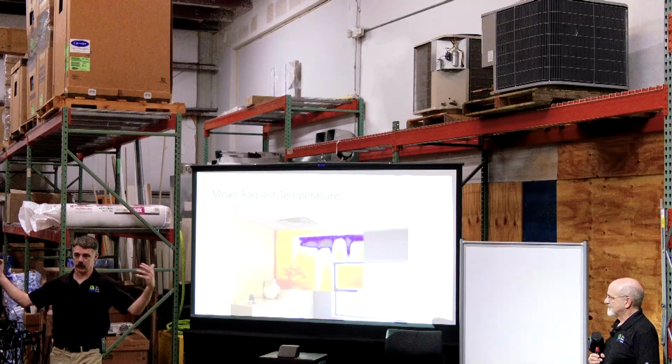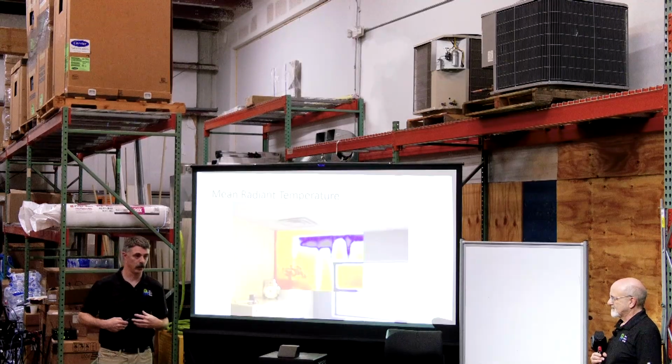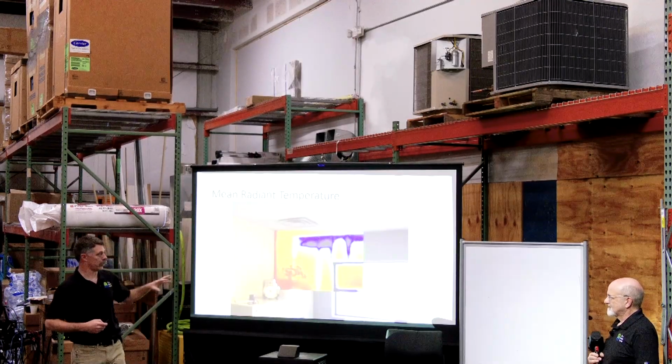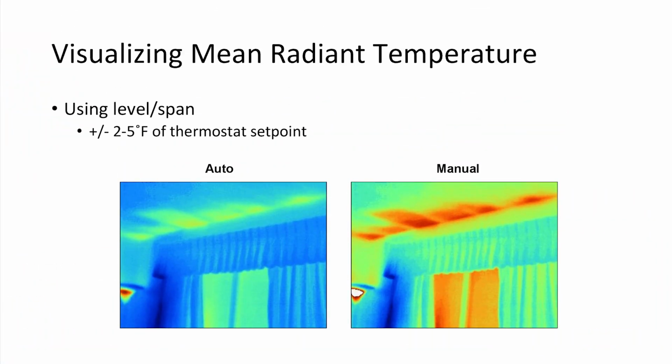And if those surfaces are too cold, I lose a lot more heat, but if they're too hot, I can't lose enough heat and I overheat. So this is where human temperature control comes in too. So when you start visualizing mean radiant temperature, if you use your level and span, you want your mean radiant to be really close to what the thermostat set point is.